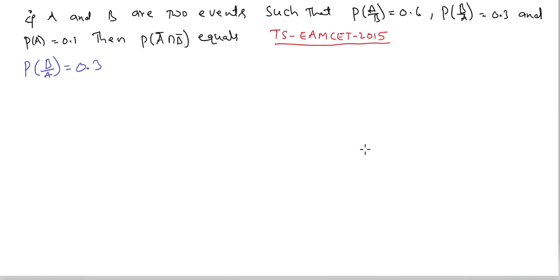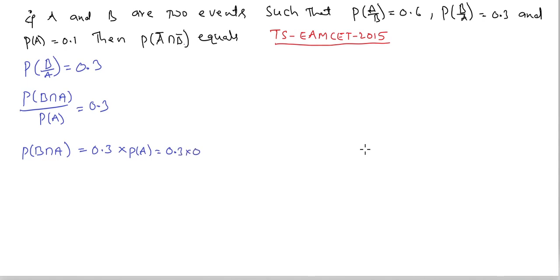We know that P of B by A is equal to P of B intersection A by P of A, equal to 0.3. So P of B intersection A is equal to 0.3 into P of A. That P of A value is given 0.1, so 0.3 into 0.1 is equal to 0.03. Therefore P of A intersection B is equal to 0.03.